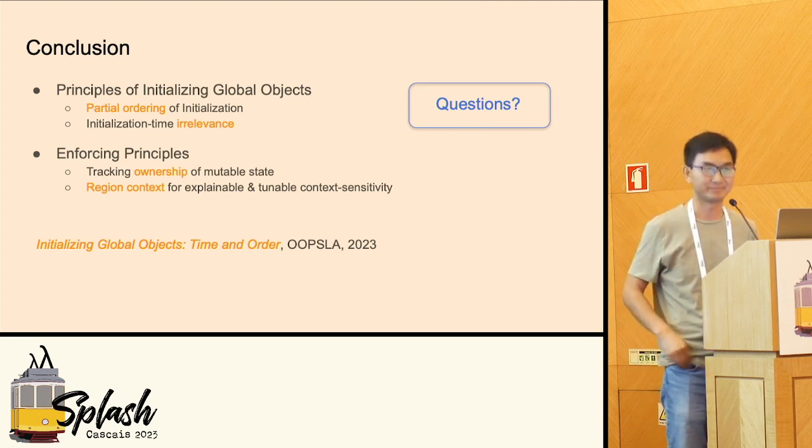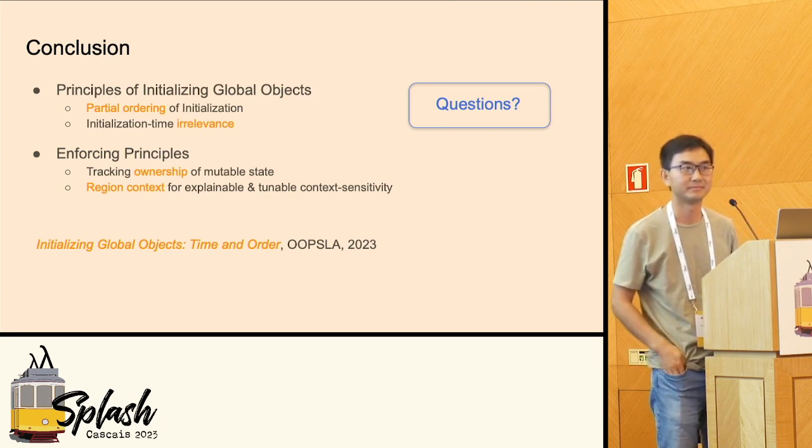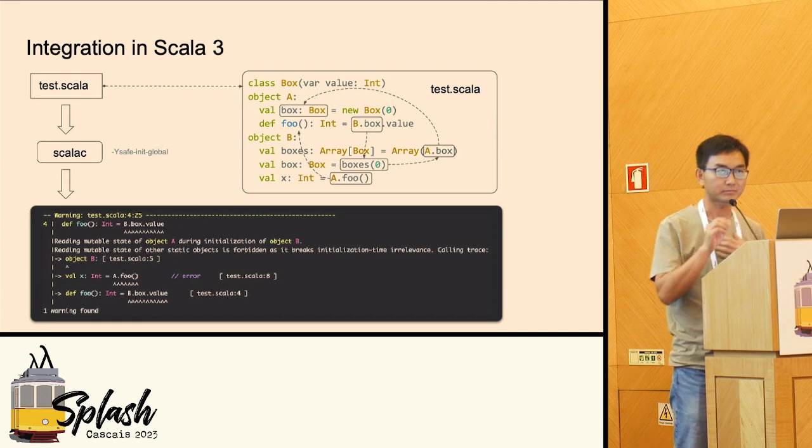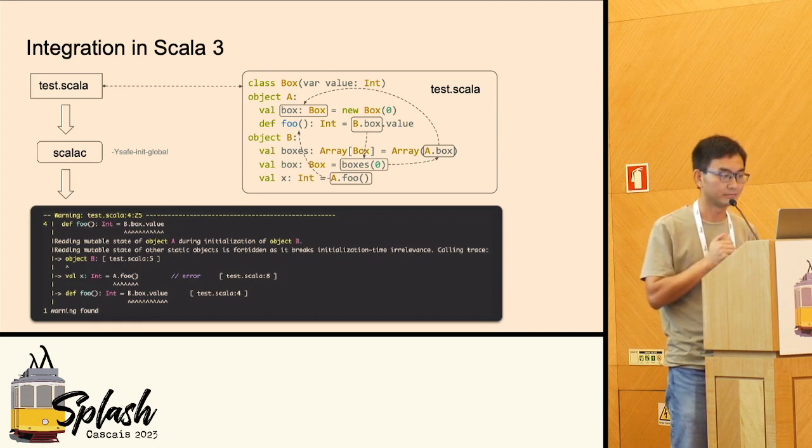Hi, thanks for the talk. Can you go back to the example you just showed? How does your system know that boxes 0 is a box that is an alias for the data inside the array?